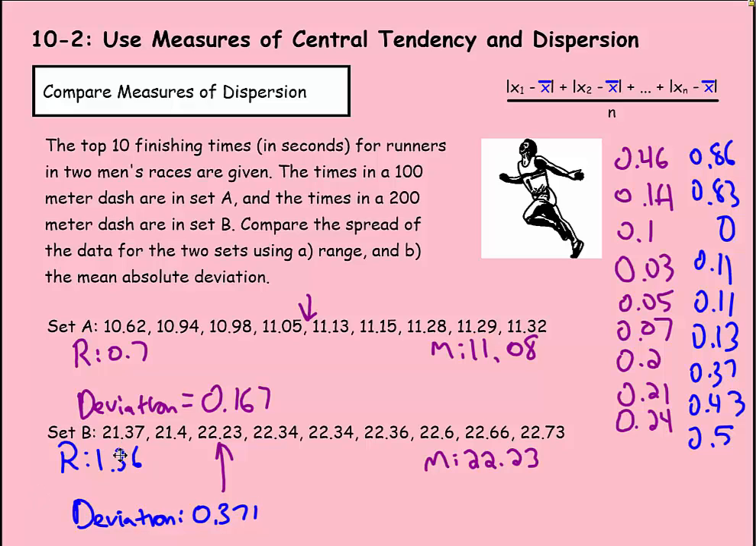So not only is the range bigger for the 200-meter race, but the mean deviation, or the average distance from the mean, is much greater as well. And that would make sense. The longer the race becomes, the further apart you're going to have the runners be. If you think about a mile race, there you have actually much longer distances of finishers than the 100-meter dash, where they all finish pretty close to each other.